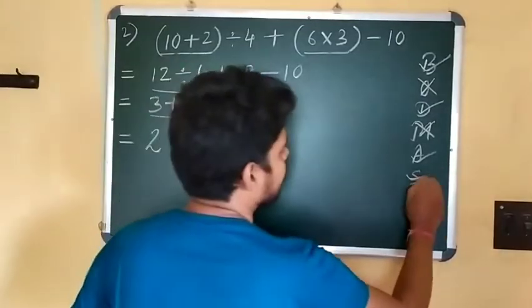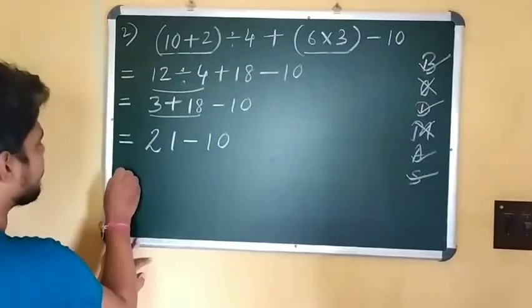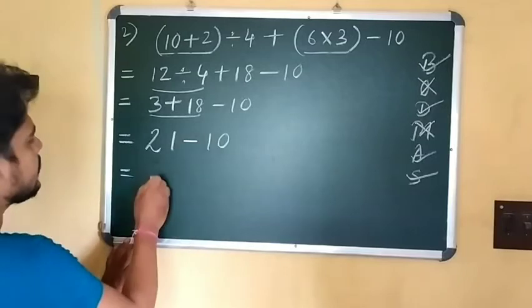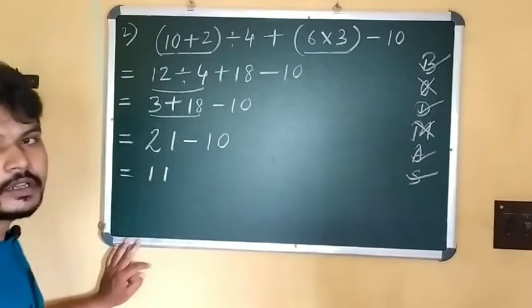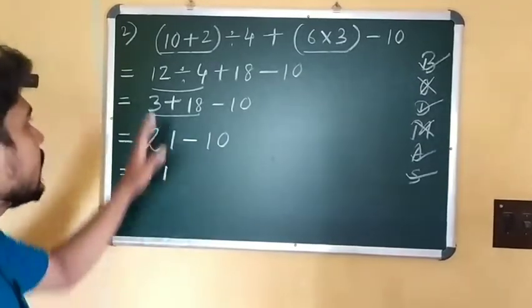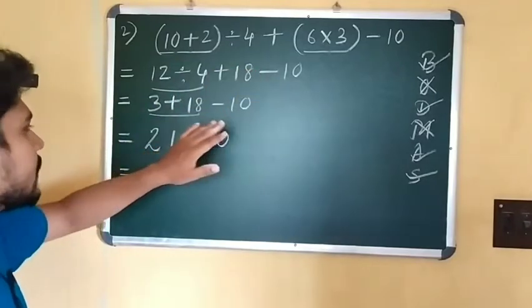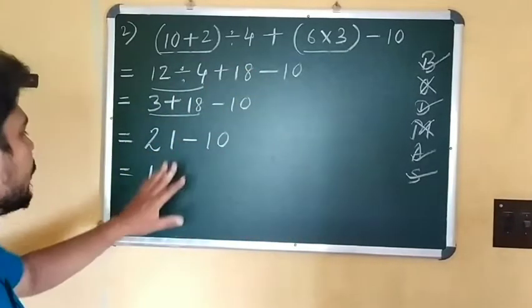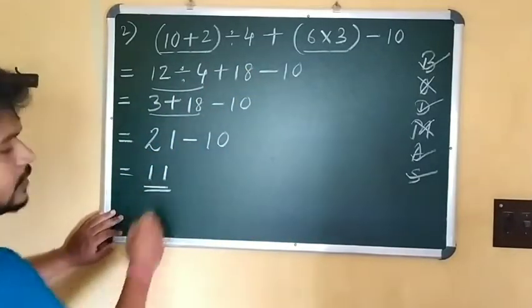Now we have to follow the last one, subtraction. So 21 minus 10, we get our answer 11. So after simplification of this numerical expression by applying the BODMAS rule, we get our final answer, that is 11.